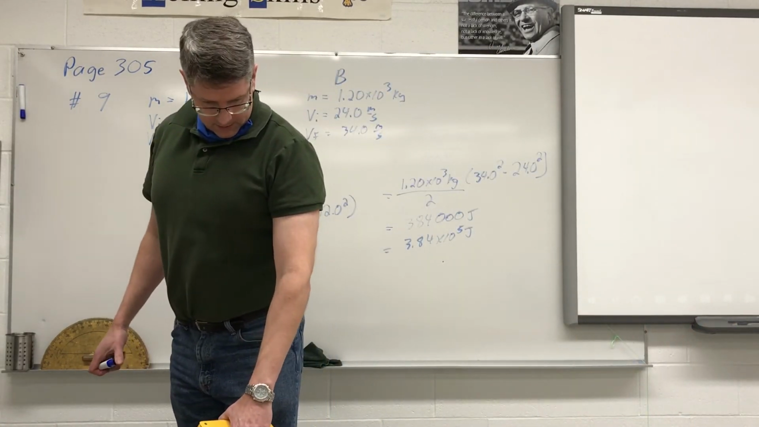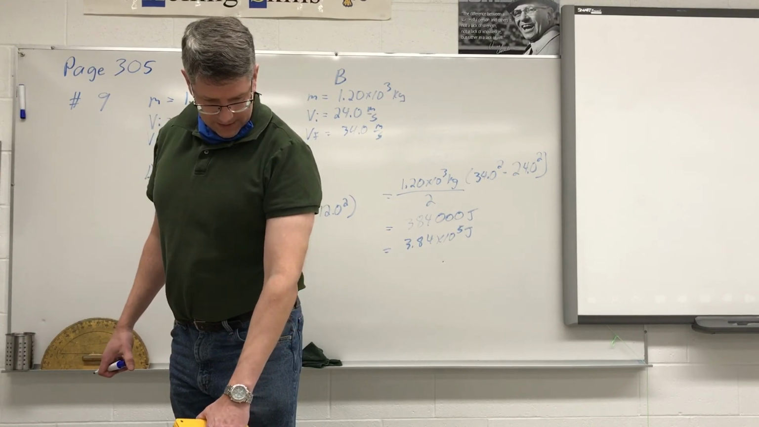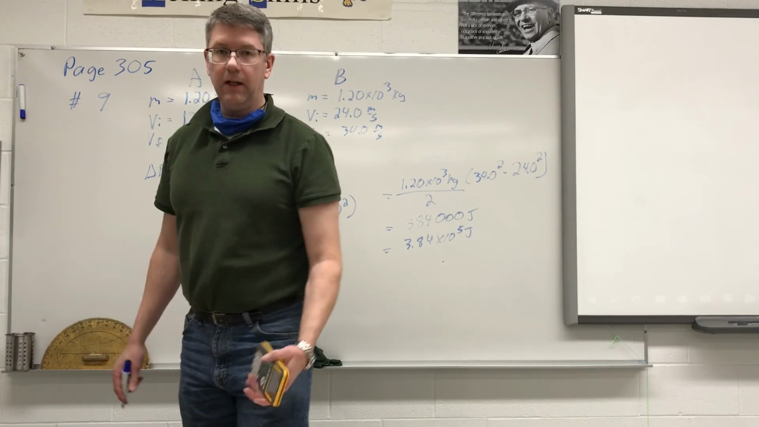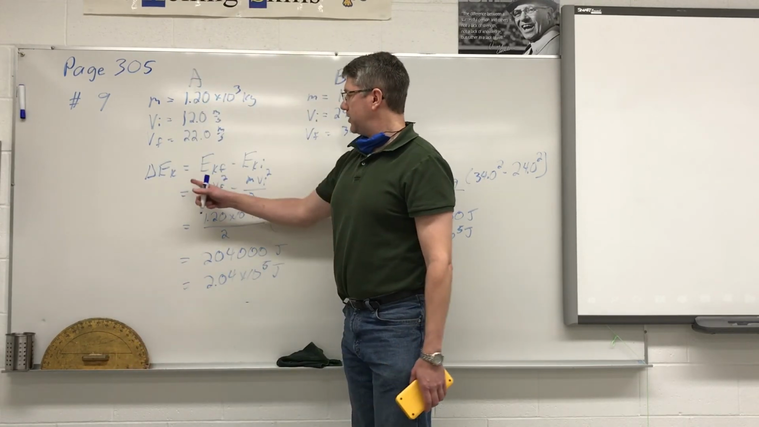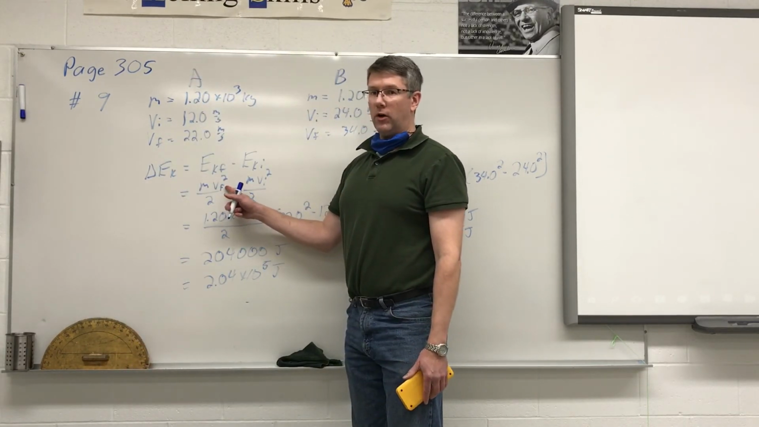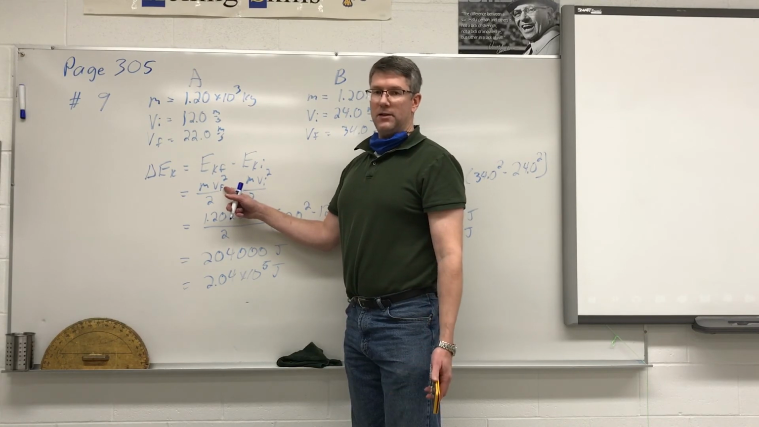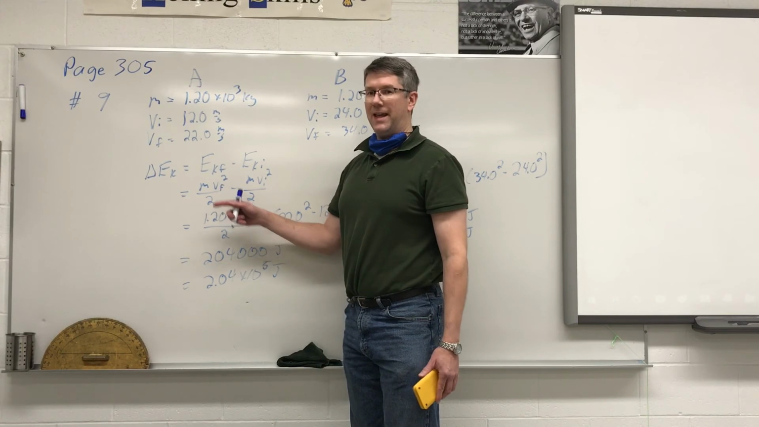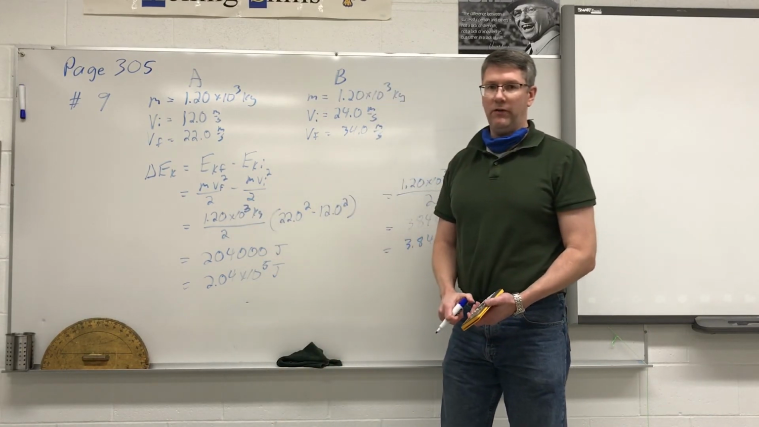Part B says, if both cars gain the same amount of velocity, why do they gain different amounts of kinetic energy? Well, our kinetic energy depends on the square of the velocity. So because they're gaining the same amount of velocity, but we're squaring it for the energy, they end up with very different amounts of energy.